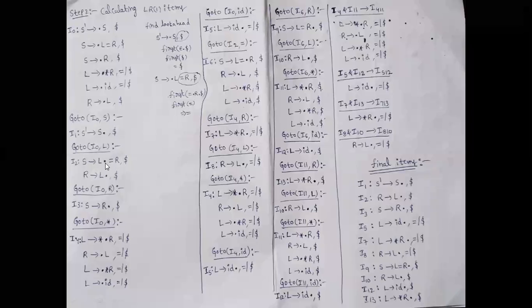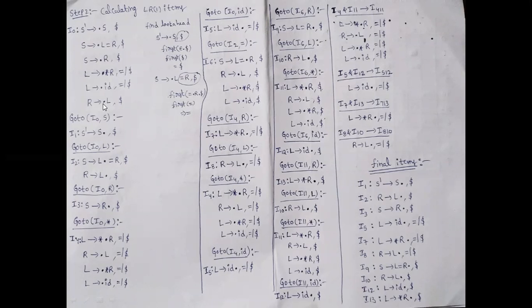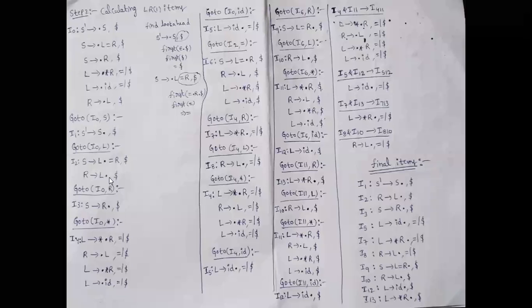Then next, we apply goto on this one also. Capital R produces, with the dot moving one position to the right, then the production becomes R produces L dot comma dollar. We write the lookahead as it is; no need to change the lookahead. After the dot we have no terminal or non-terminal, so no need to expand this one. We consider this as a new state, so I1 is completed. Then we name the state I2.